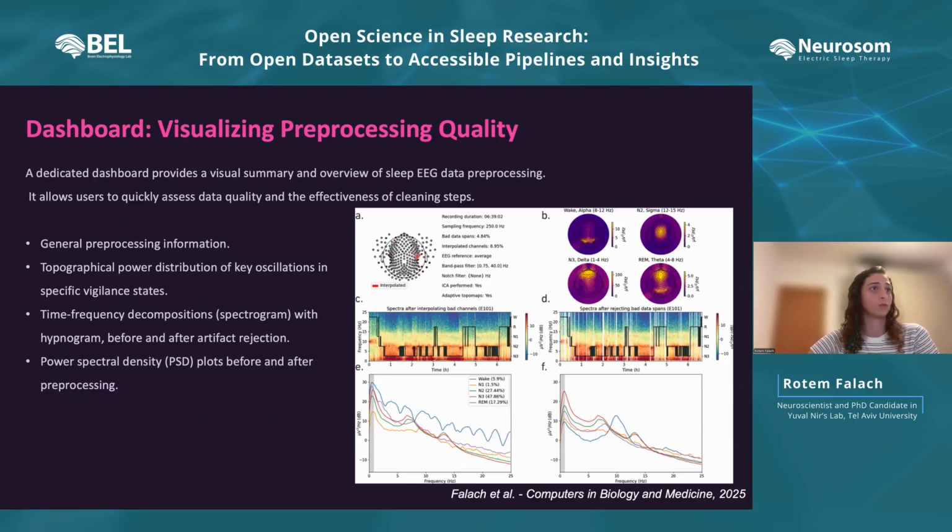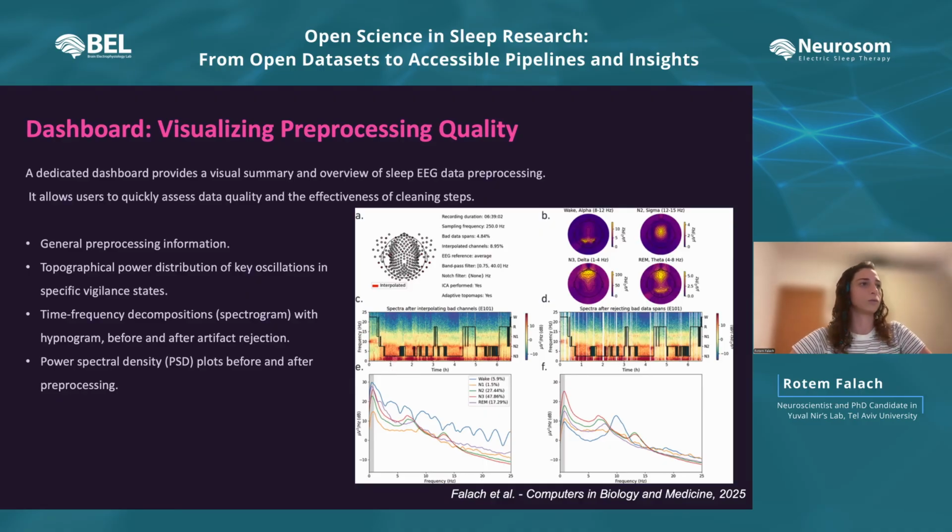So this is an example of a dashboard. Here you can see in panel A, all the red dots are the interpolated channels. You can see some numbers and some details about the preprocessing, for example, the reference was average, the bandpass filters, and so on. Here you can see the spectrogram and on top the hypnogram. So for example, here you can just look at the data and see if it looks right.